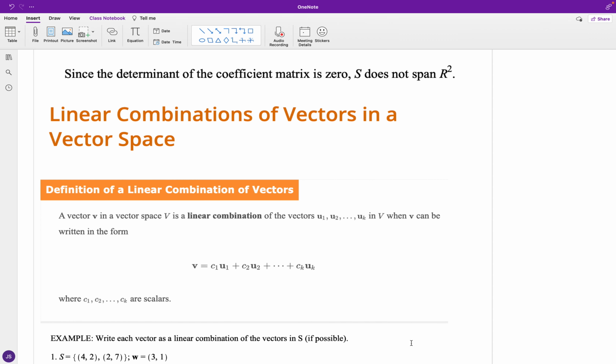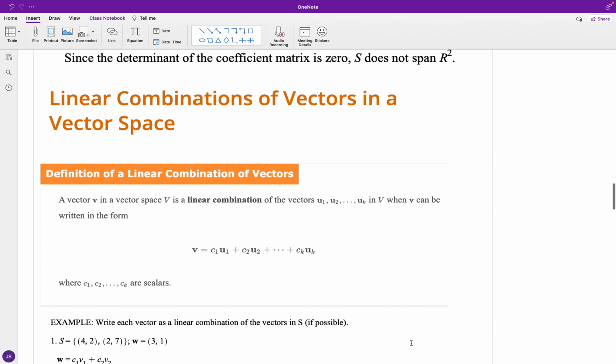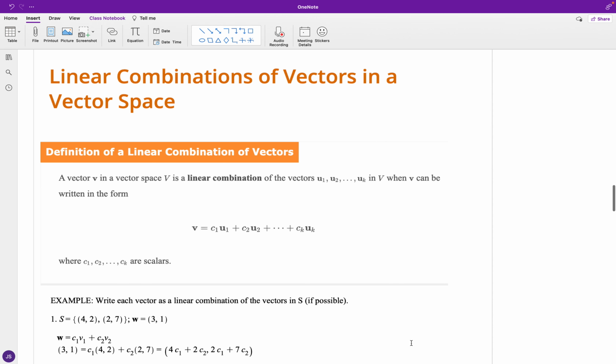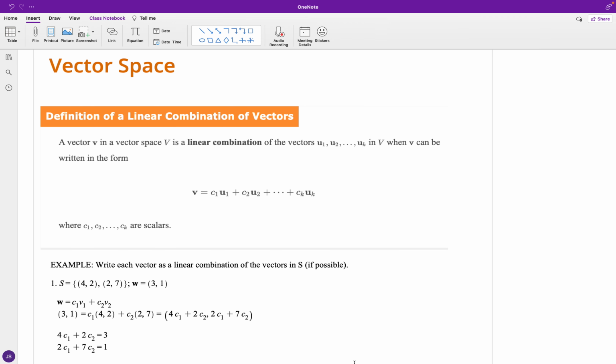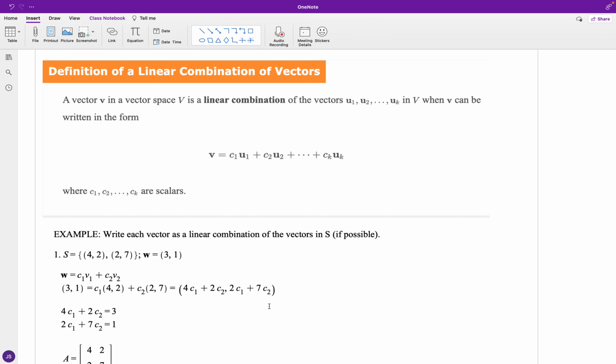Now, just as an example here, say we were to write each vector as a linear combination of the vectors in S if possible. So if we had S contain (4, 2) as well as (2, 7), and for the given vector w equal to (3, 1), with the formula we have scalars c₁ and c₂, and we start out in the general case that w is equal to c₁v₁ plus c₂v₂, and substituting accordingly.